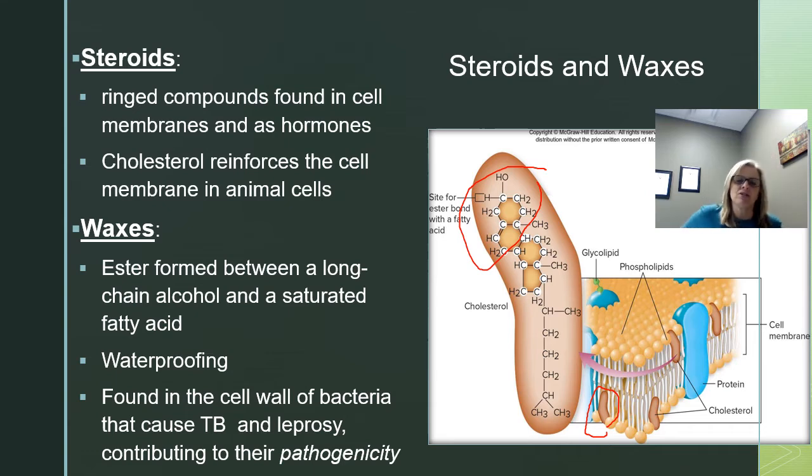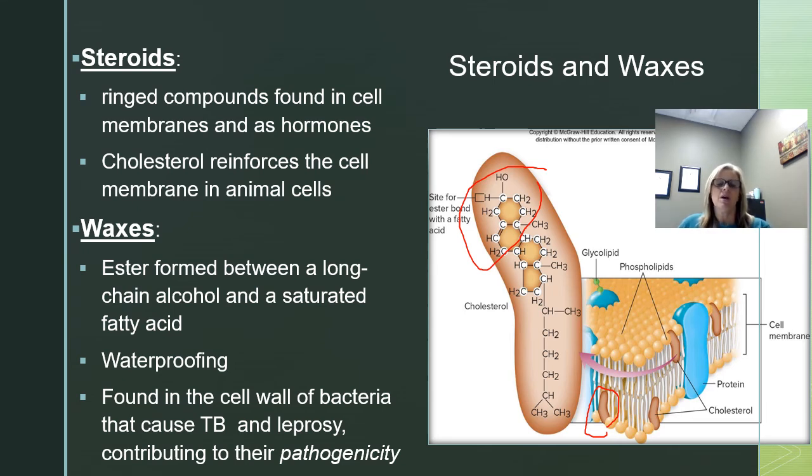Waxes are what we call an ester, which is an organic term, so don't worry about that too much, but it's an ester formed between a long chain alcohol and a saturated fatty acid. These are really important for things like waterproofing found in fur, feathers, fruit, leaves, human skin, insect exoskeletons, that type of thing.